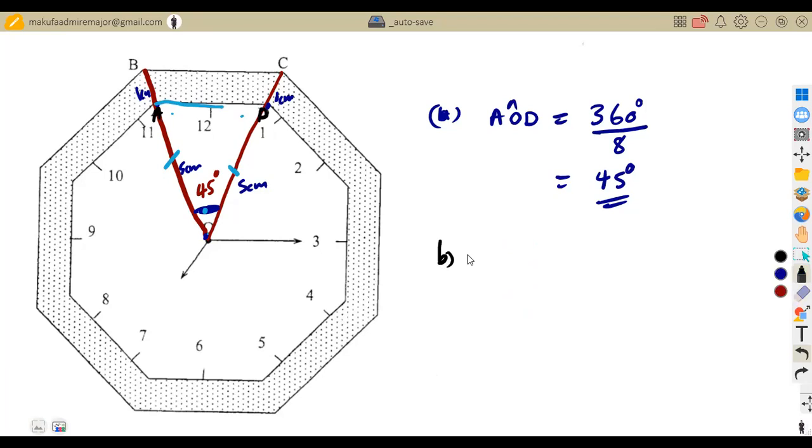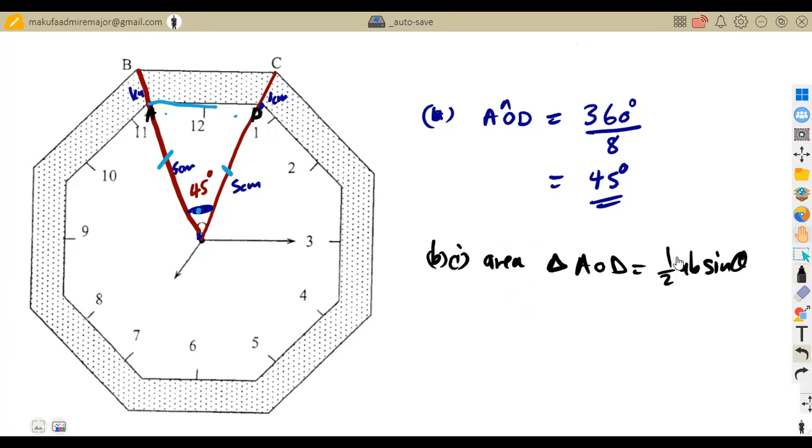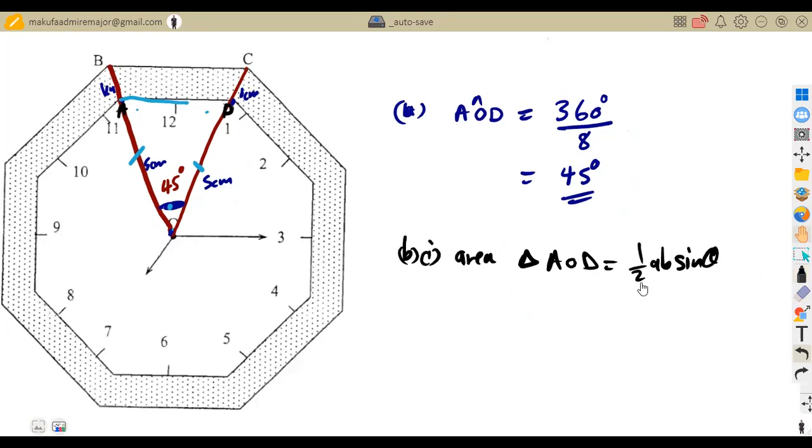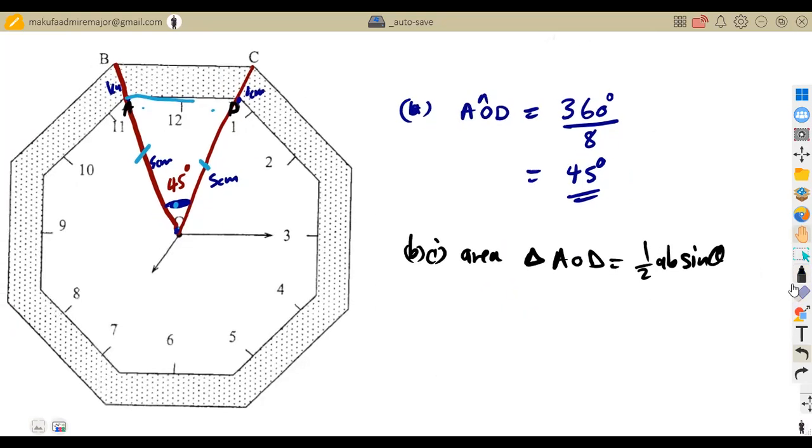of theta. So the area of triangle AOD in this case is half AB sine of theta, used when you are dealing with what? With a non-right angled triangle in this case. If it is a right angled triangle, you can simply use half base times the perpendicular height. But in this case, we are dealing with a non-right angled triangle whereby the A and the B are the sides that are creating the included angle of 45 degrees. So in this case, we talk about 5 and 5.